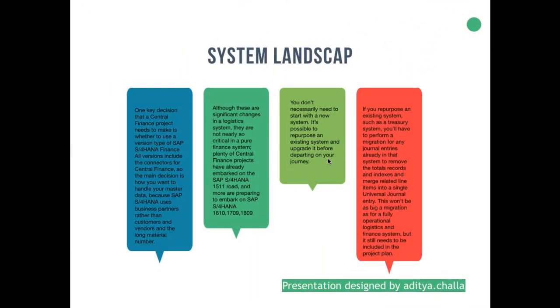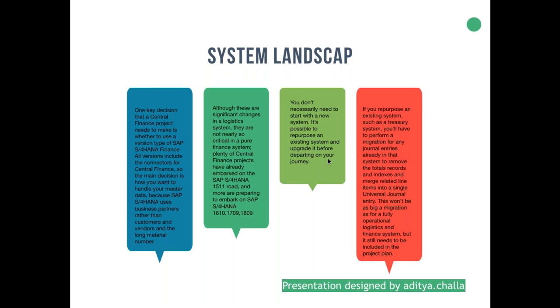System landscape. When we are talking about the system landscape, one of the key decisions that a central finance project needs to make is which version to use, that means what type of version we can use. Most of the people have this question: Sir, we need to use 1503 or 1511 or 1610 or 1709 or 1809. Here the point is, one of the key decisions that central finance projects need to make is what type of version they are using in SAP S/4HANA Finance.